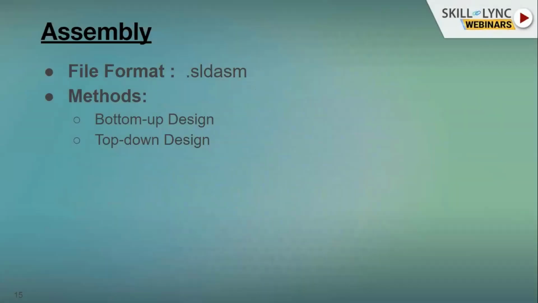Next one is the assembly. Once we complete the part modeling, we need to use the assembly in order to fix them into a final product. So the part file has its own name. The format for saving the individual file is .SLDPRT. The assembly has its own format named .SLDASM.